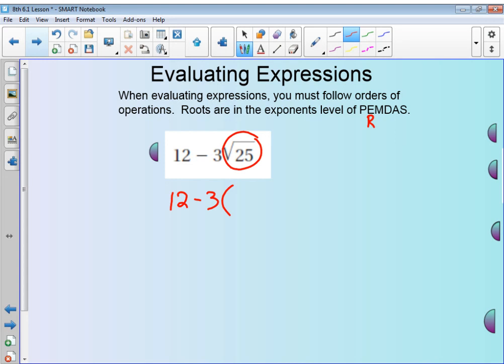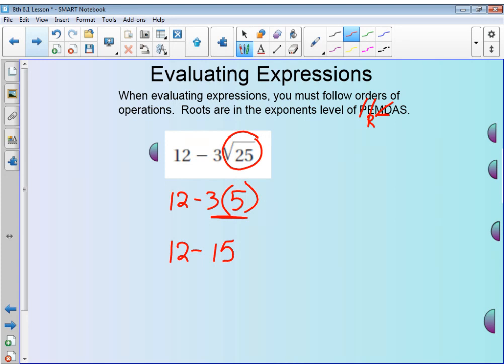So the square root of 25 is 5. Okay, 5 times 5 is 25. So now I'm going to go ahead and move on. I've done my parentheses. I've done my exponents. I now do any multiplying or dividing. I see multiplication here. So I have 12 minus 3 times 5 is 15. Okay, so now I move on to that adding and subtracting. So all I have is subtraction here.